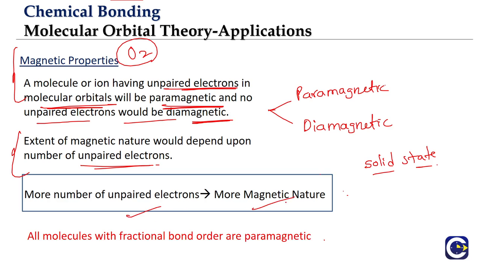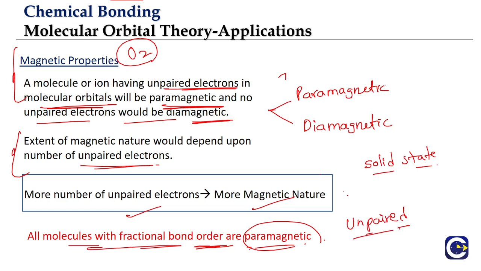And the more the number of unpaired electrons, the more will be the magnetic nature. If you have molecules having fractional bond order, this is a very interesting relation. We'll look at it with examples also. Whenever we have molecules with fractional bond order, and when we say molecules we are including ions also, they are going to be definitely paramagnetic. You know why? In that you are definitely going to have unpaired electrons. The moment you are getting a fractional bond order, it means you are going to have unpaired electrons. That is the reason why you can blindly remember it.